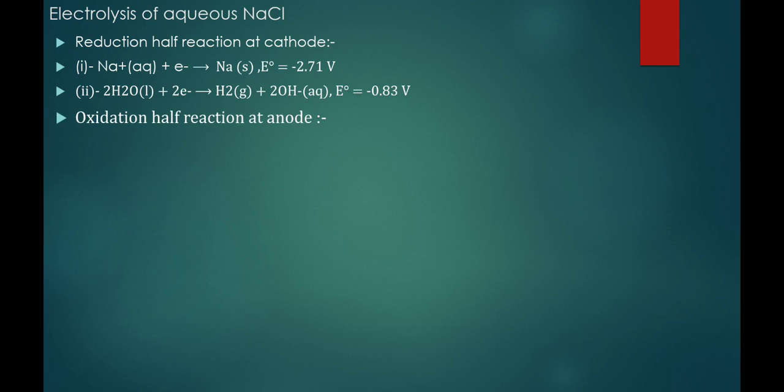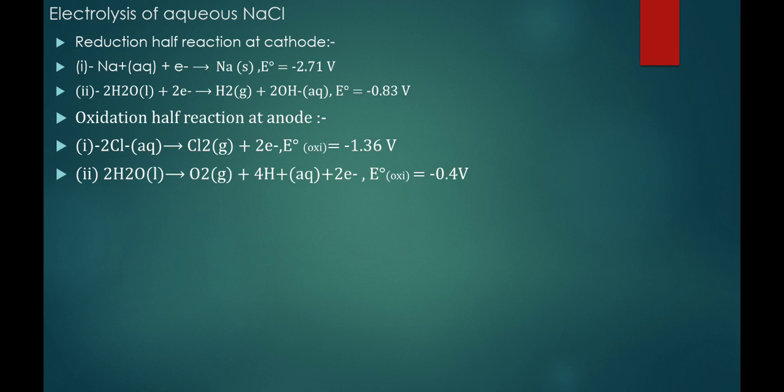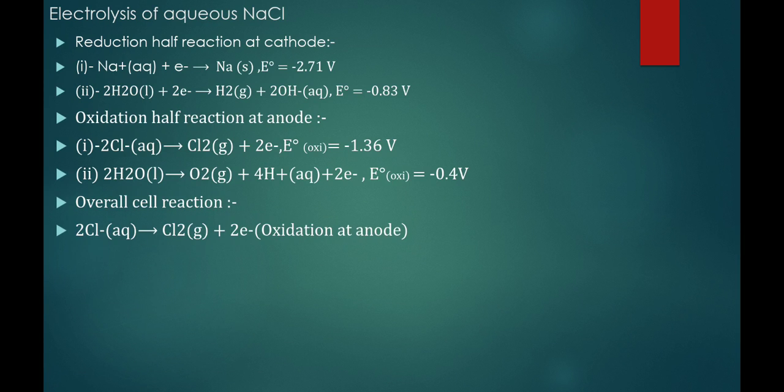Now the oxidation half reaction at the anode. The chloride ion will release an electron to form chlorine gas, and its potential is minus 1.36, whereas water, when it releases electrons and forms oxygen gas, has a potential of what? Minus 0.4. Here we observe that the potential of oxidation of water is greater than that of chlorine. But in this case, due to overvoltage, oxygen will not be released. Instead of oxygen, chlorine gas will be released. So what is the final overall reaction?